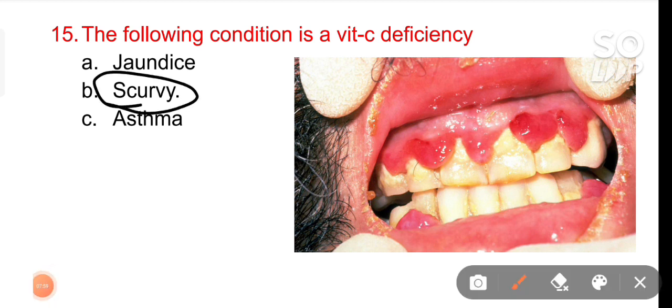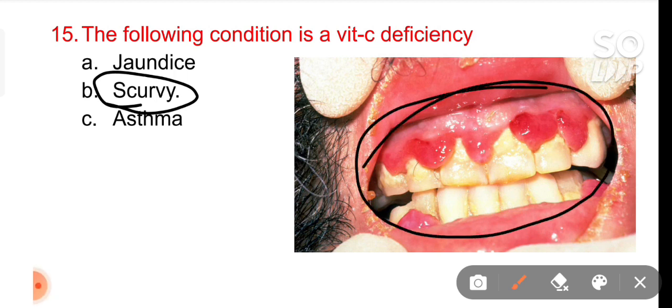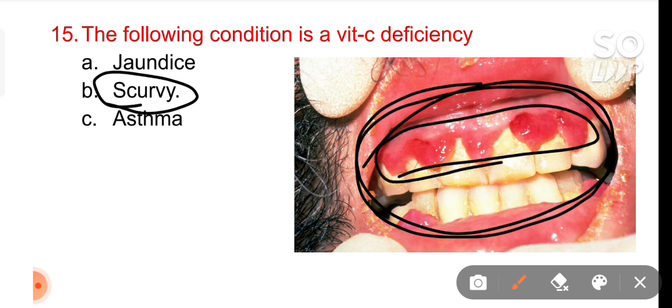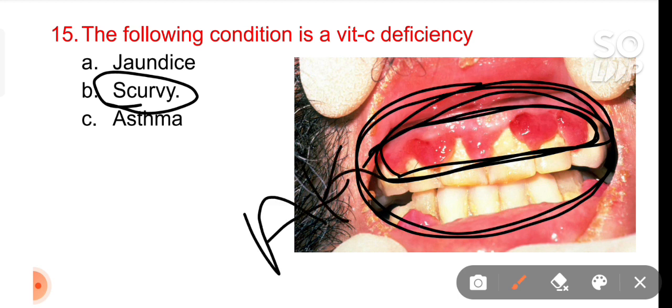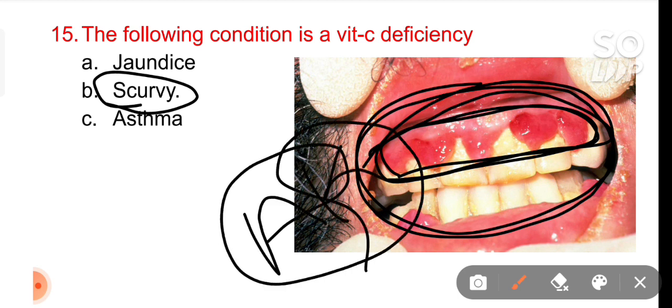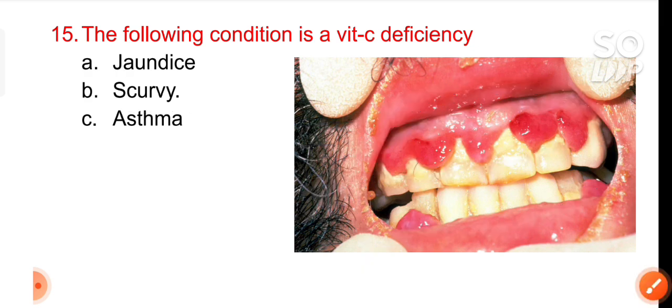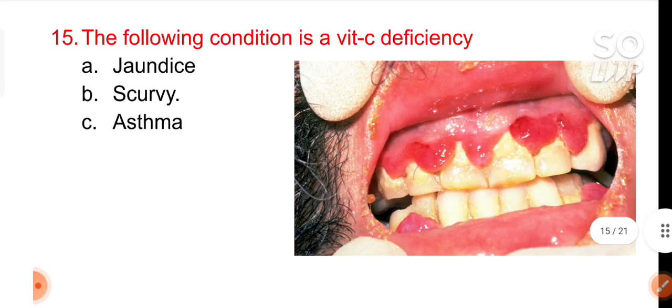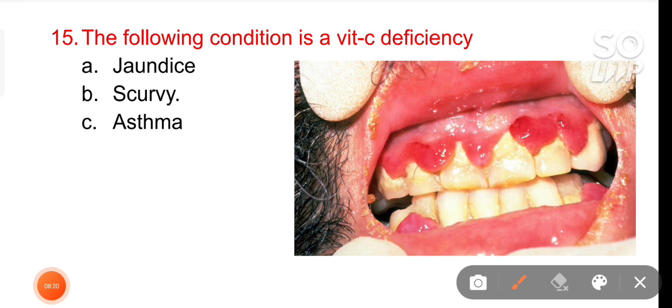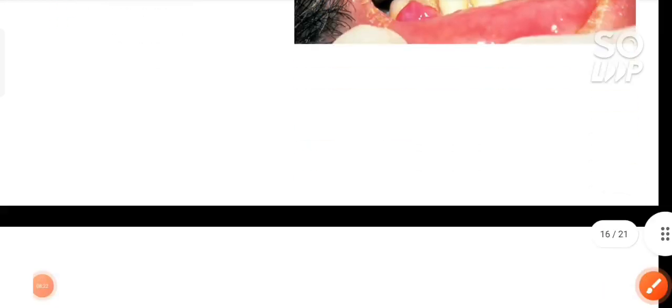Scurvy is the condition of germ infection. The gums which are present between the teeth, we can see the infection, inflammation of the gums, and also skin infection and anemia. So all the conditions can be caused by the vitamin C deficiency in the case of scurvy disease.